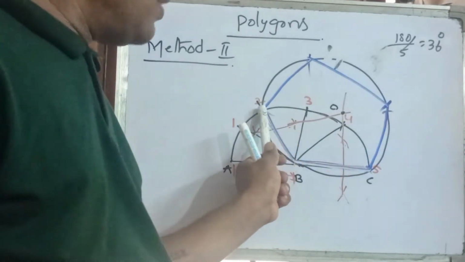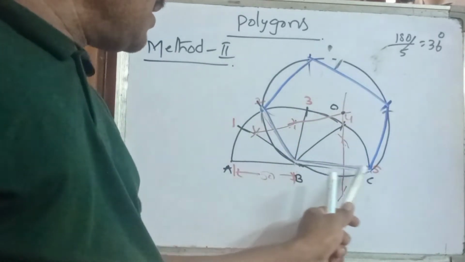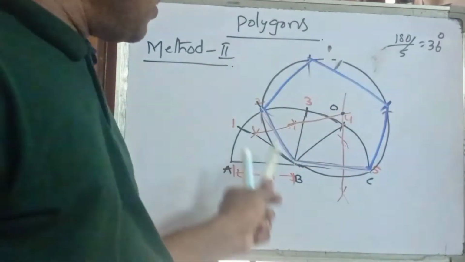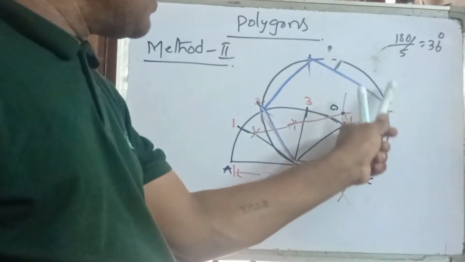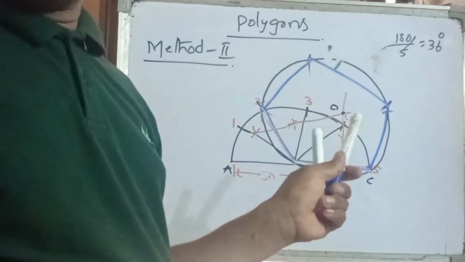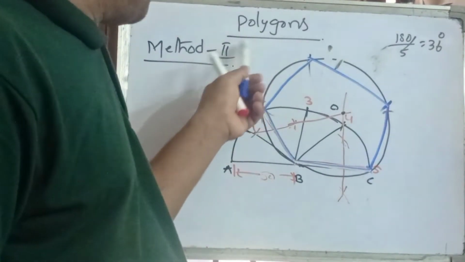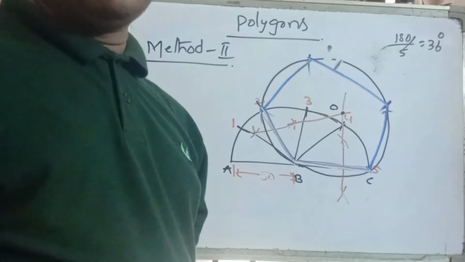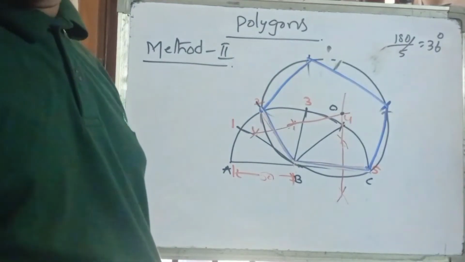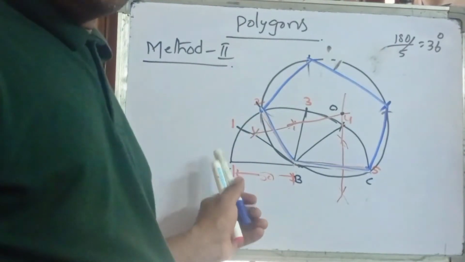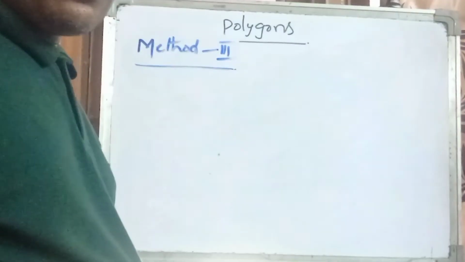From this center take 2 as the radius, or B as the radius, or C as the radius, and draw a circle. Take one side of the polygon and cut the points on the circle, so you will get the number of sides. So by using this you can go for a pentagon, hexagon, heptagon or octagon. This is method 2. Next you go for method 3.